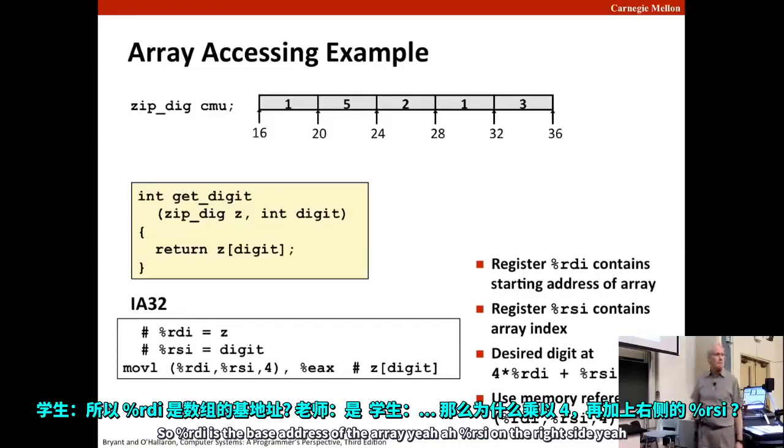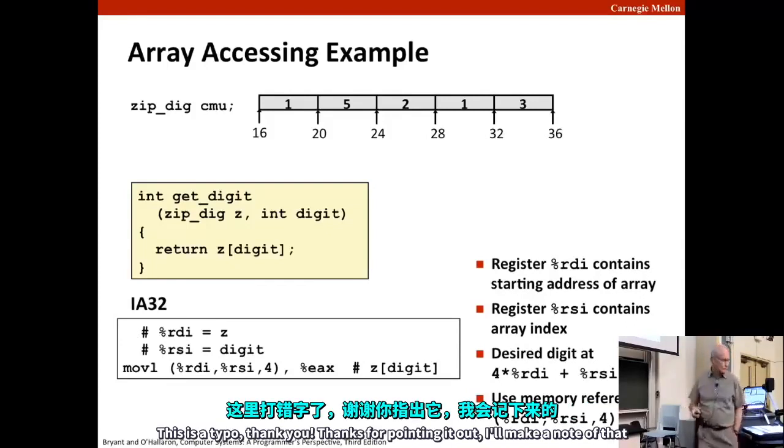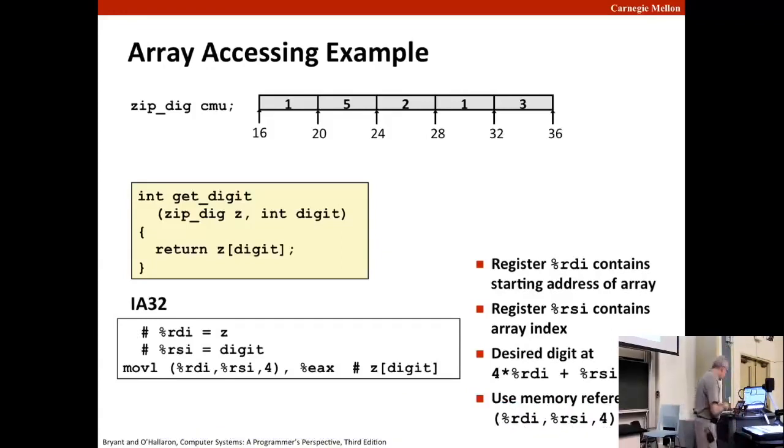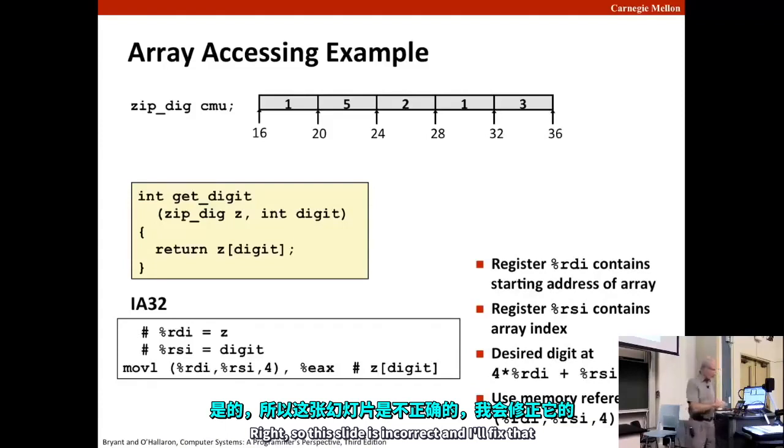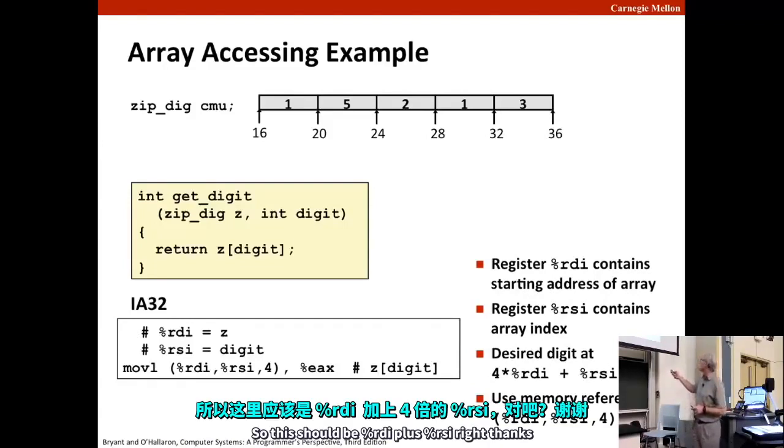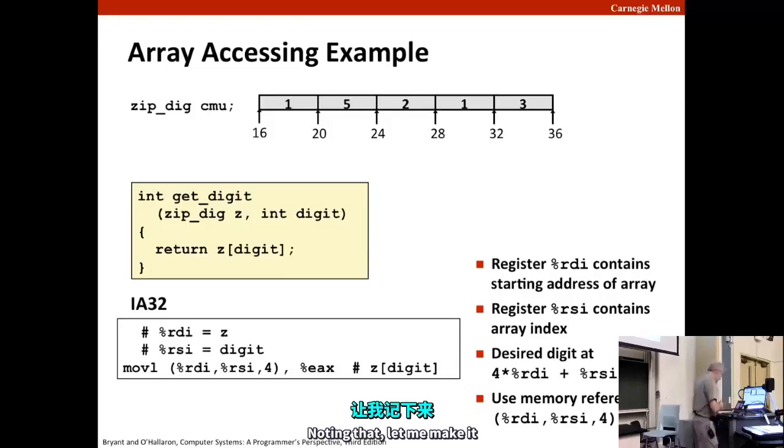Yes? Yeah, so RDI is the base address of the array. Why do we multiply it by 4 and plus RSI on the right side? Yeah, this is a typo. Thank you for pointing that out. I'll make a note of that. Right, so this slide is incorrect, and I'll fix that. This should be RDI plus 4 RSI. Thanks for noting that. Let me fix it here.